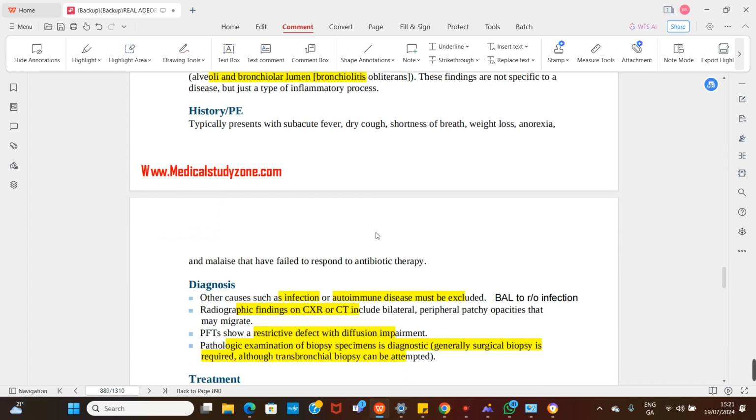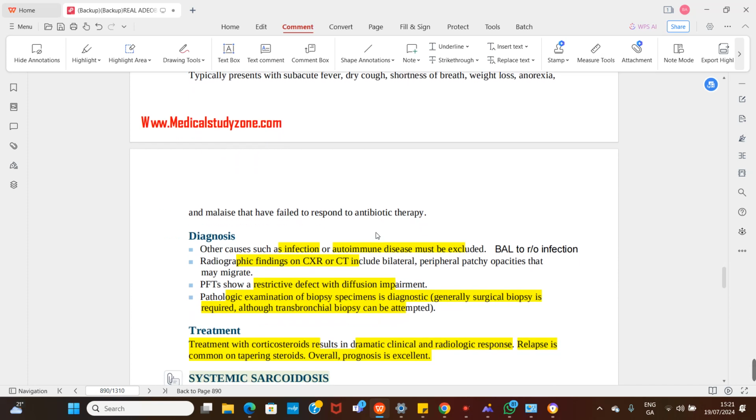What else? You want to do your imaging, your chest X-ray and your CT. What are you going to see? You are going to see bilateral peripheral opacities that are fleeting. Bilateral peripheral opacities that usually migrate. Meaning that if you do your imaging today, where you see that opacity is not the place you are going to see the opacity tomorrow.